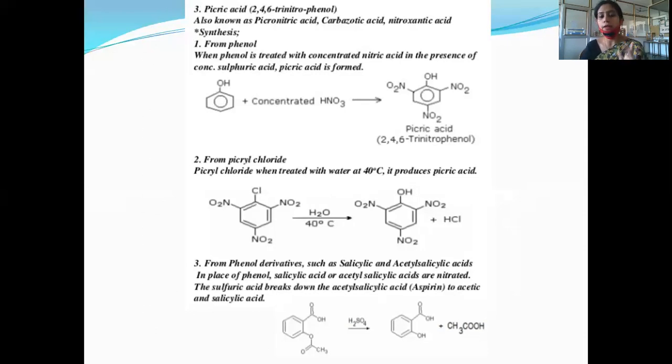The other method of preparation is from picryl chloride. When picryl chloride is treated with water at 40 degrees, the chlorine, the halogen atom, gets replaced by the OH group, and we get trinitrophenol, that is picric acid.